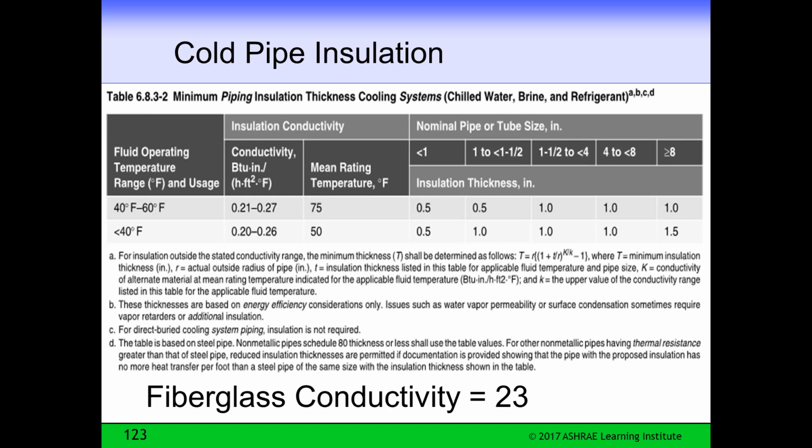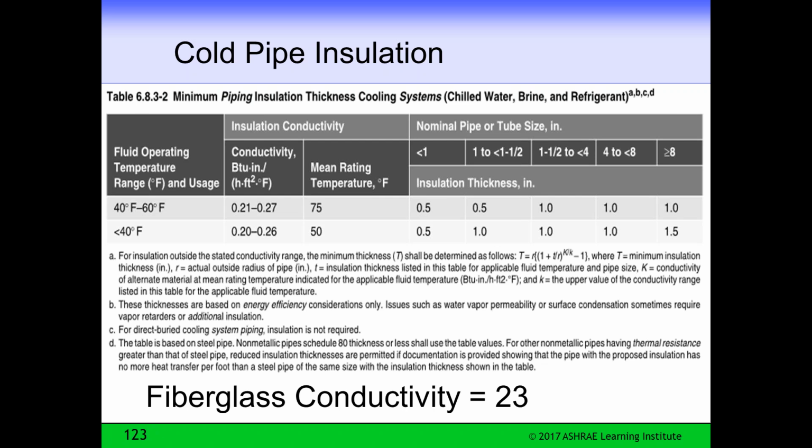So, cold pipe insulation. This is the actual table, Table 3.2. It shows you, for cold pipe between 60 and 40 degrees, and then less than 40 degrees, what the required thickness is. You can see these are minimum requirements.